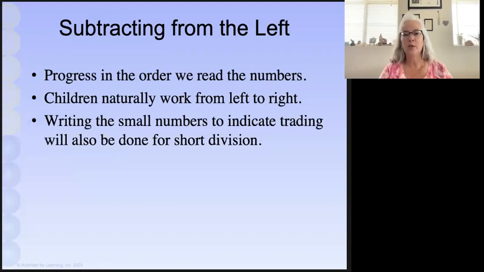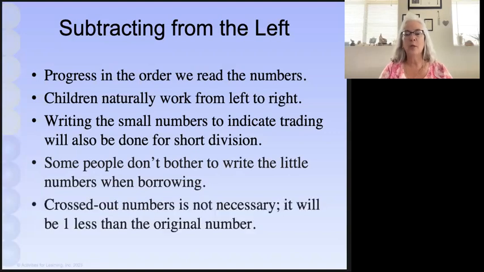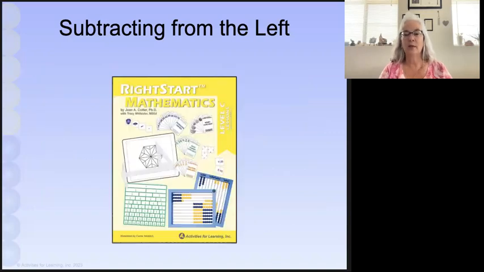Writing the small numbers to indicate the trading is something we're going to use for short division, which I'll show you here in a little bit. And some people don't even bother writing the little numbers when borrowing. Now, if you noticed, I didn't cross out any numbers because it's not necessary. It's just going to be one less than the original number. So if I have 8, I don't need to cross it out and write 7. I just know I borrowed 1, so it's really 7. This is something that's taught in level C.